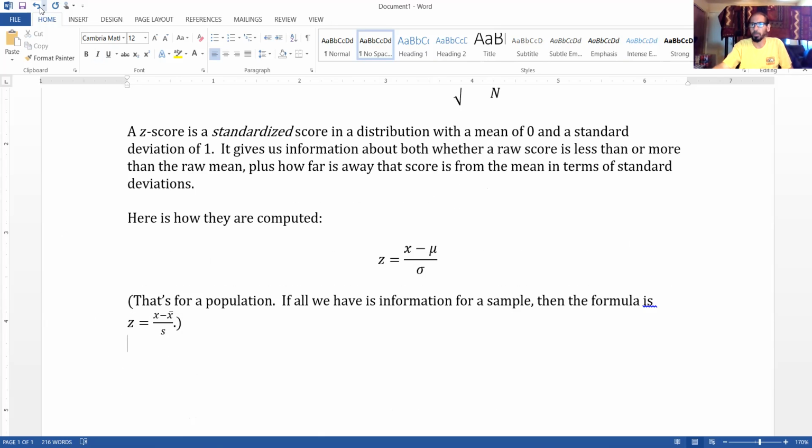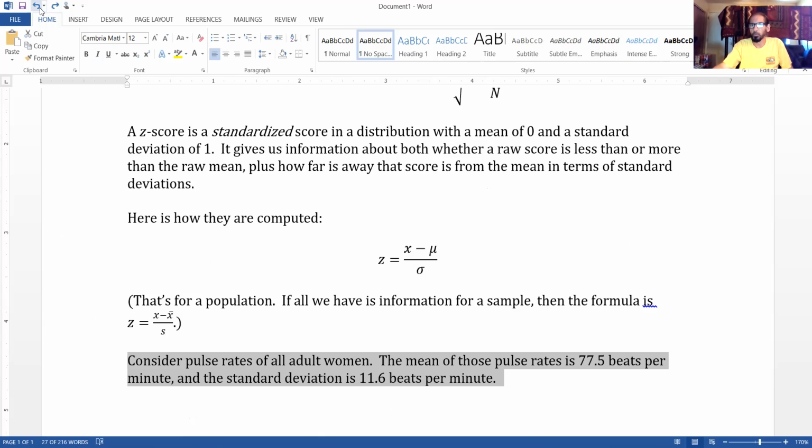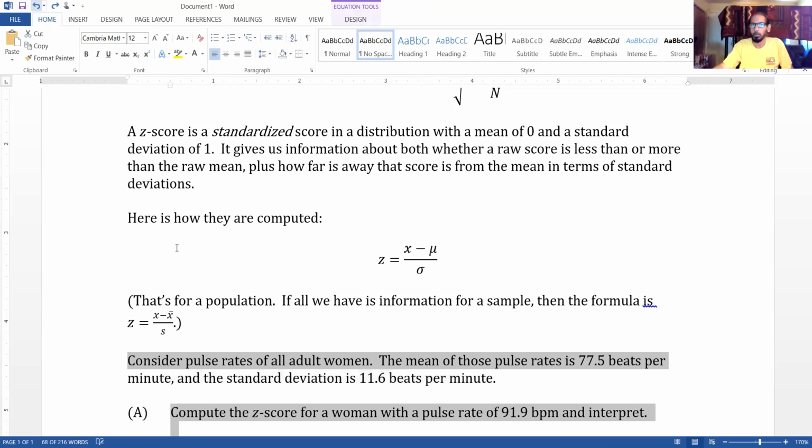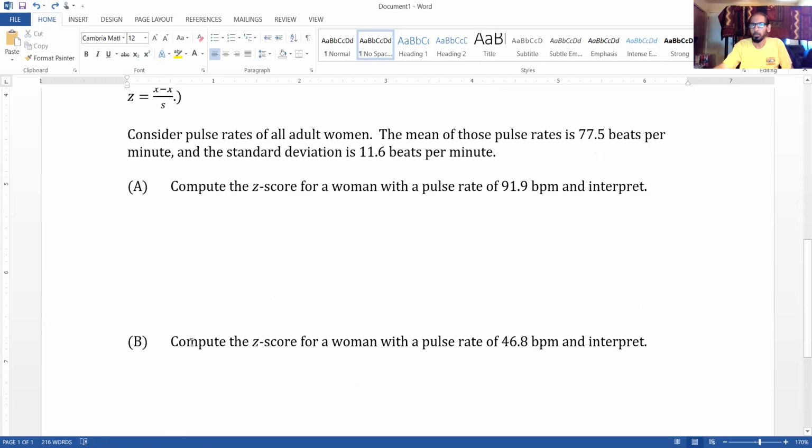All right, so some examples. Suppose we know that for adult women, the mean pulse rate in the entire population is 77.5 beats per minute, with a standard deviation of 11.6. And we want to take a look at the z-score for a woman with a pulse rate of 91.9 and another woman with a pulse rate of 46.8, and interpret both of those. Now, by the way, the computations typically get rounded to the nearest hundredth, 2 places after the decimal point, and I'll include that when I show the computations.